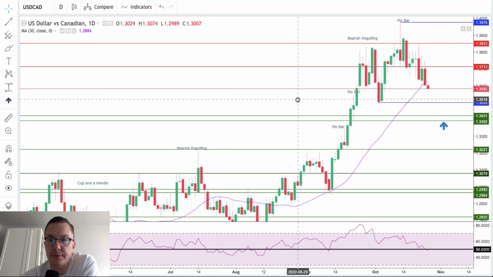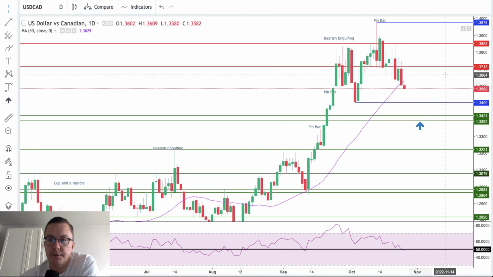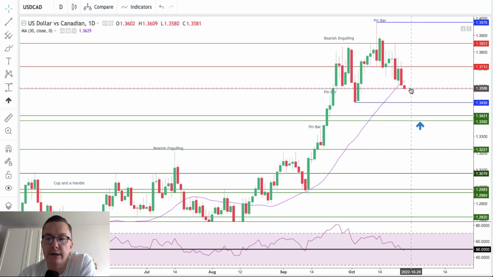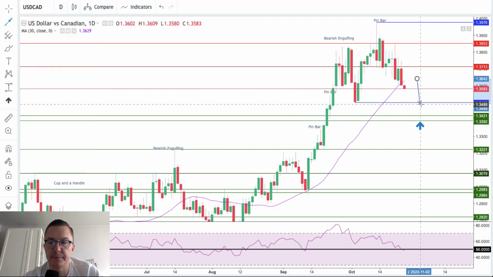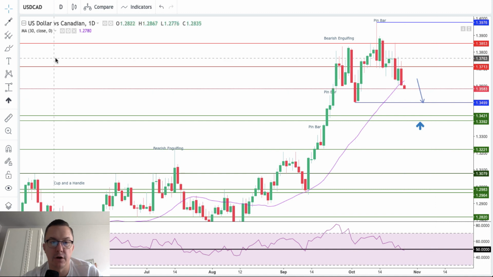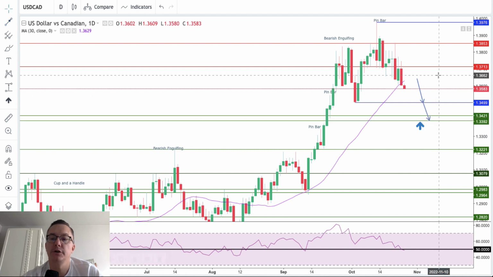What is going on here is extending pressure on the US dollar to the Canadian dollar, and we should expect further weakness of the US dollar to the Canadian dollar. So we should expect, let me just show it to you by arrow. This is what we should expect today, or even lower, or even if there is some aggressive sell-off, even this level could be hit easily today. There you go. This is the scenario.